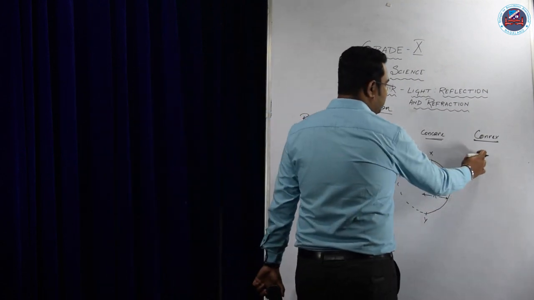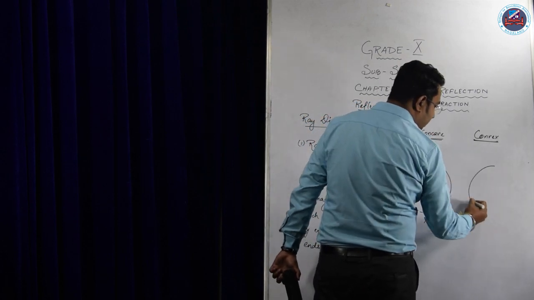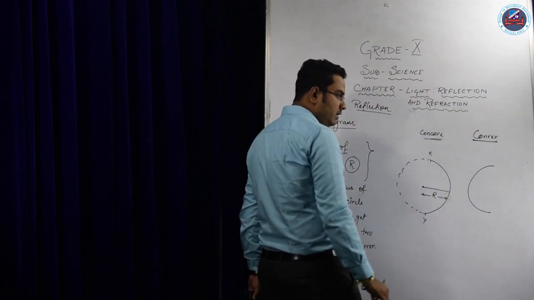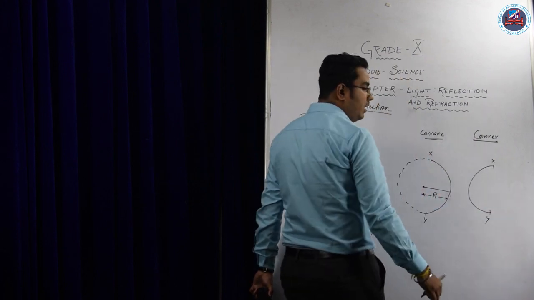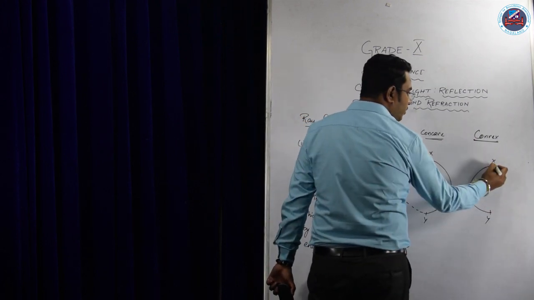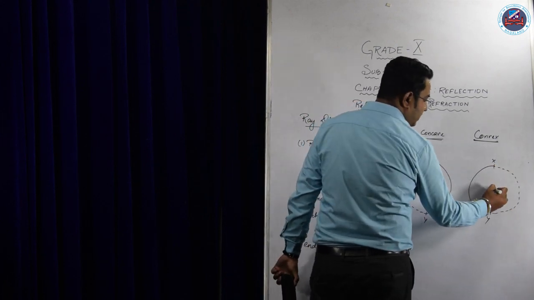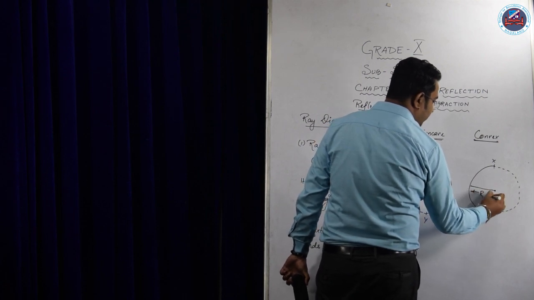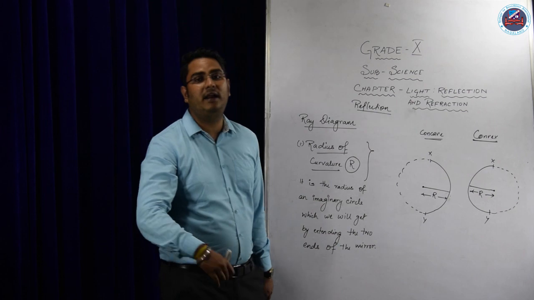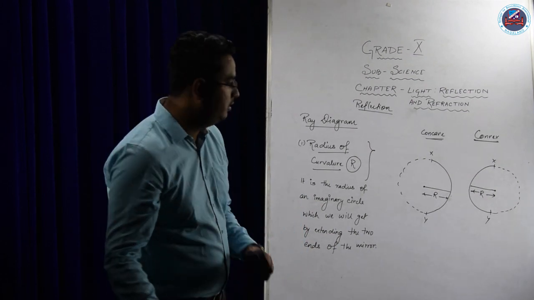Now, what about convex? You can make the same diagram for the convex mirror also. A convex mirror is bulged inward. The two ends of the mirror, X and Y, are called the aperture of the mirror. If you extend the two ends, you will also get a circle, and the radius of that imaginary circle will be the radius of curvature. So the same diagram is applicable for both concave and convex mirrors.